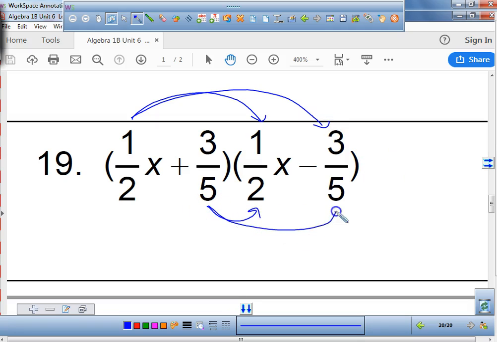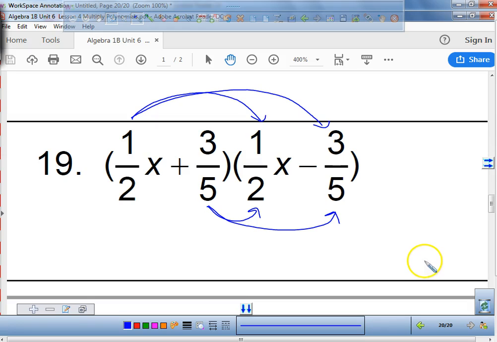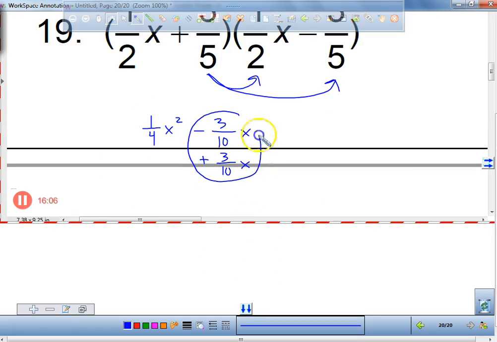By the way, I'm just letting you guys know this is another example of a difference of squares, because there's a plus and then there's a minus. So good luck. The final answer, here we go. We have a half x times a half x, which is 1/4 x squared. Then we have a half x times a -3/5. The numerator times the numerator is -3, and the denominator times the denominator is 10. Then we do 3/5 times 1/2. Hey, we just did that. That's a positive 3/5 x. Interesting, what happens to all of those?